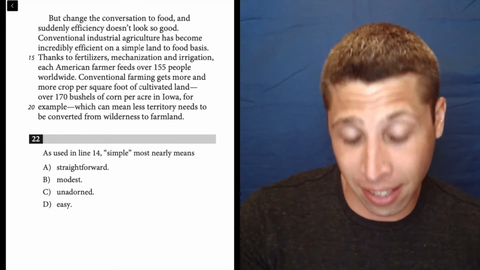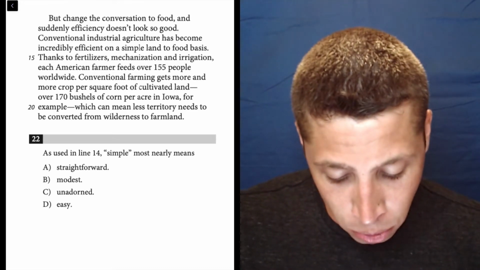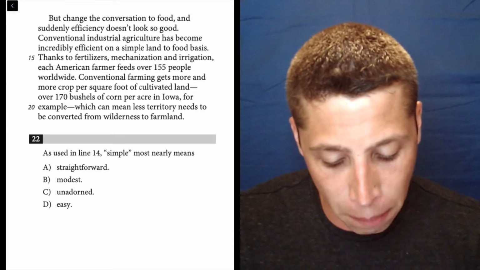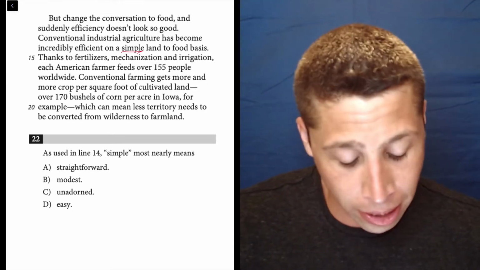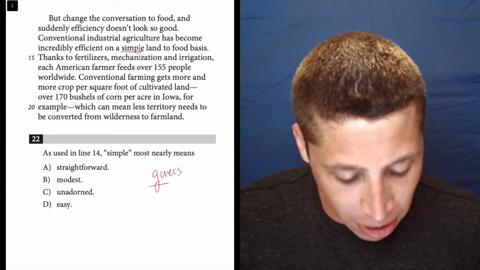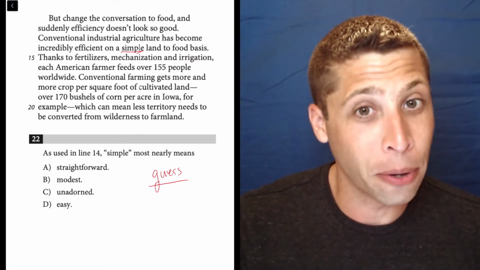So if we look at the sentence and follow the QLC method here, but change the conversation to food, suddenly efficiency doesn't look so good. Conventional industrial agriculture has become incredibly efficient on a simple land-to-food basis. I have a lot of trouble coming up with a guess for that. I'm not trying to define simple. I think that's important here.